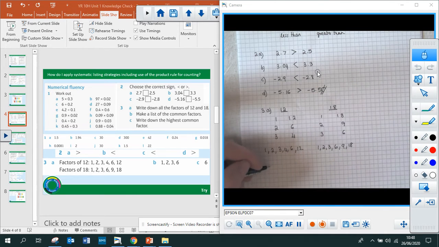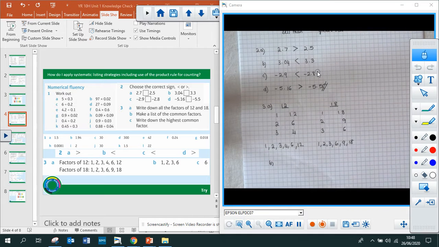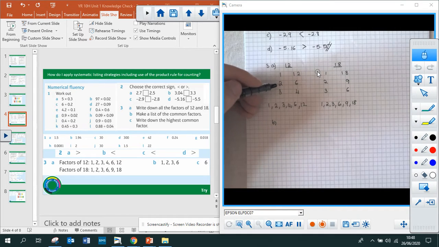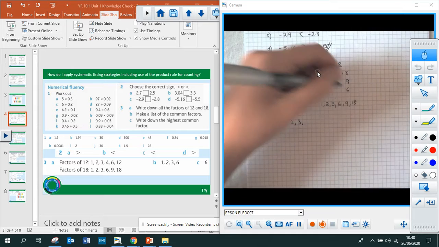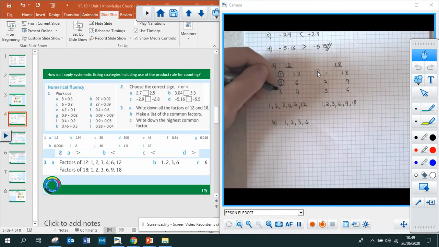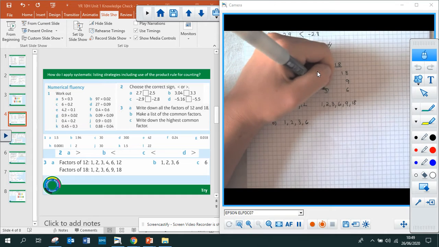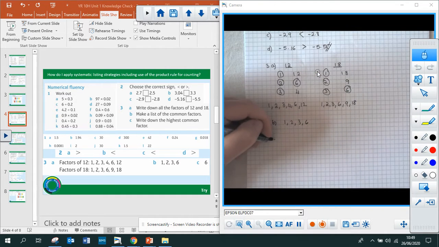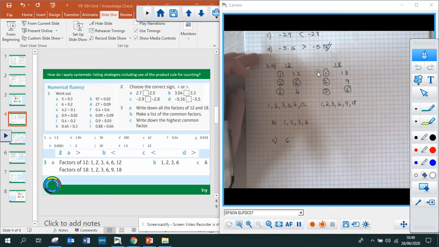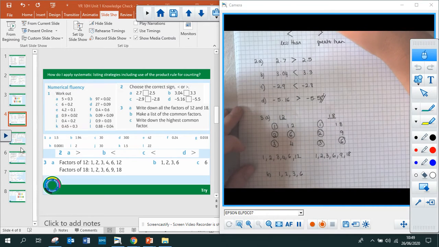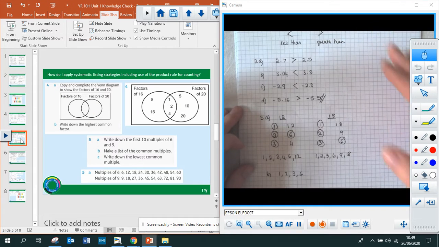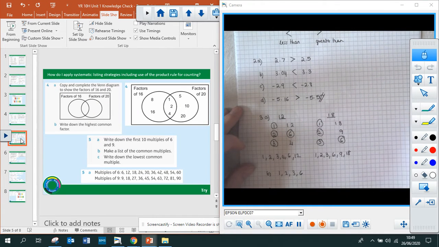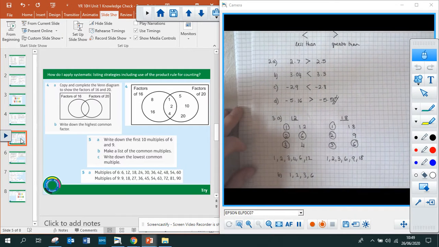Okay, then B has asked you to list all of the common factors. So which numbers are in both? Well, we've got 1, 2, and 3 in both on that side, and then we also have a 6. Okay, so they're all my common factors. Okay, and C has said, what is the highest common factor? Well, it's 6, isn't it? That's the highest number that's a factor of both 12 and 18. Okay, so well done for that one. Moving on, the next set of answers are on the screen for you, and we'll go through that now.